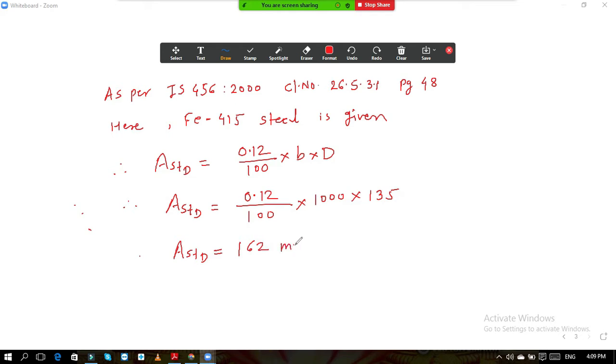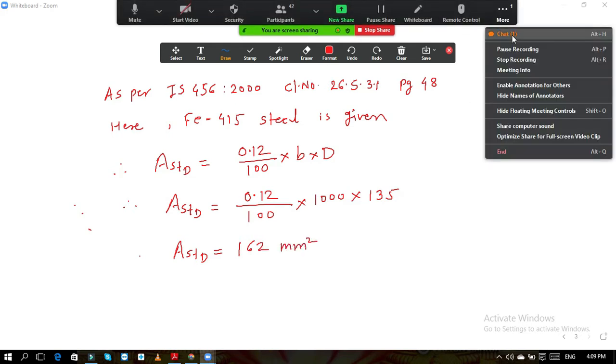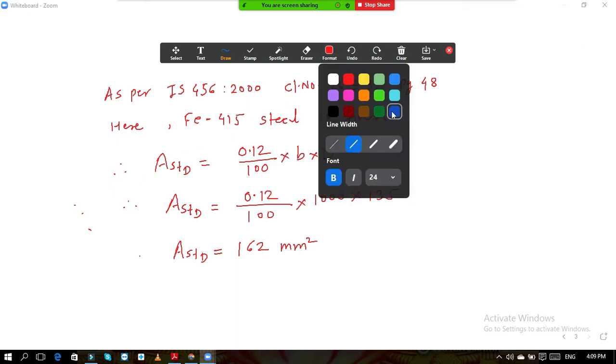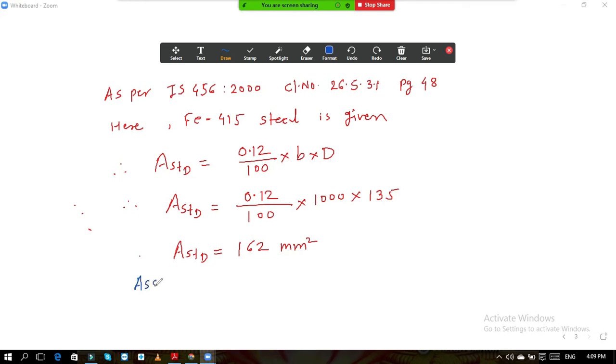Now if you solve this, you will get the answer of AstD, 162 mm square. This is the area of distribution steel. Okay. Now assume some bar diameter. Assume 8 mm bar diameter for distribution steel. Okay. So I will write here, assume 8 mm bar diameter for distribution steel. This is also called as minimum steel.